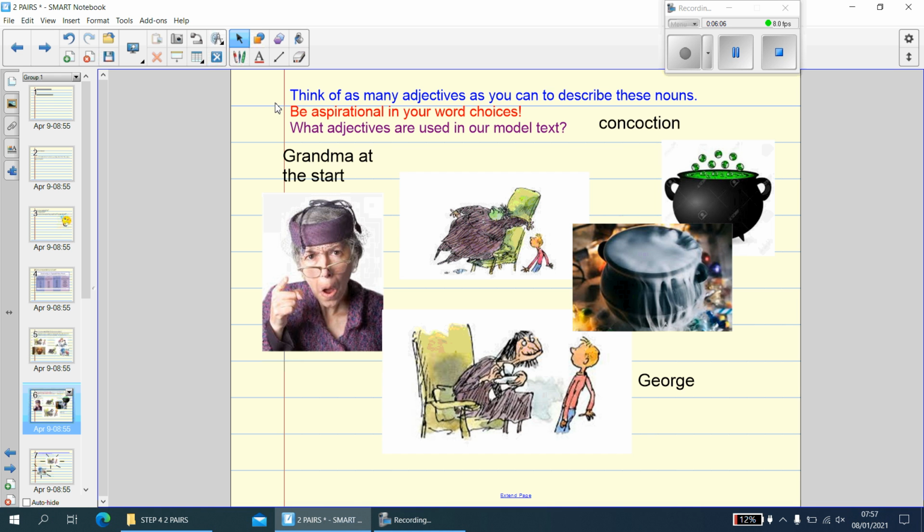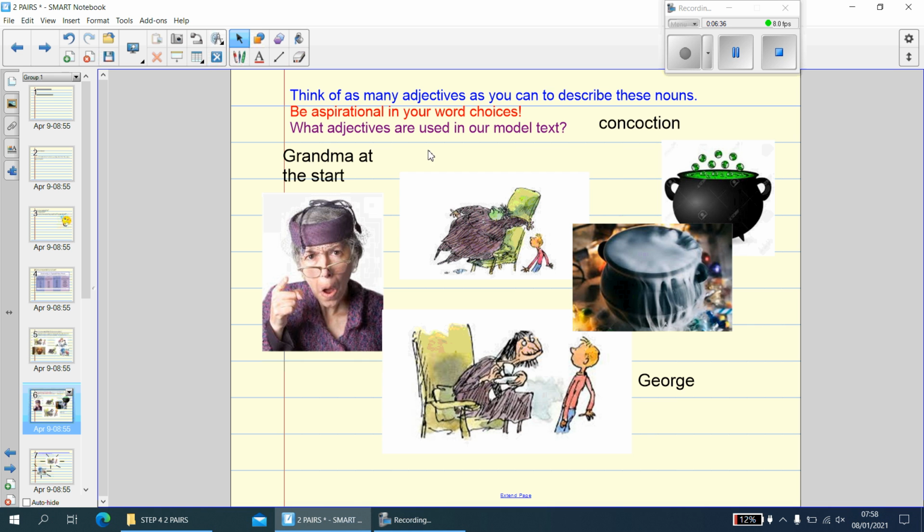So if you're stuck, you can always have a look in our model text and look at what adjectives are used. So for example, to describe Grandma, it says that she had rotten brown teeth and a small puckered mouth. It calls her mean and grumpy, selfish and wicked. It doesn't call her unkind, okay? Mean, I think we could do better, but actually selfish and wicked are some very good adjectives to describe Grandma.